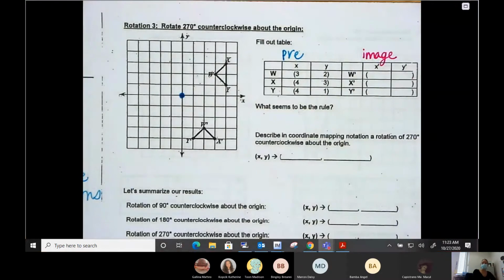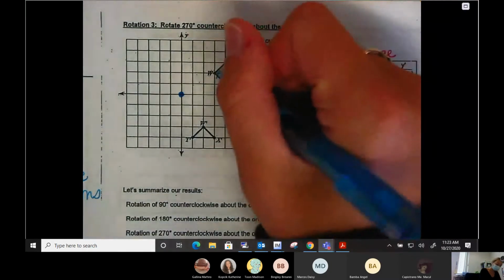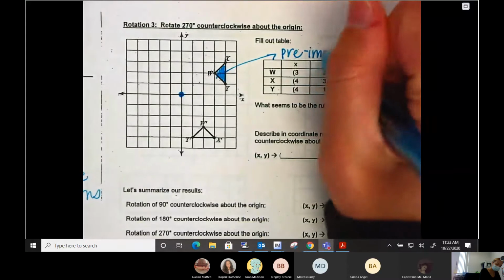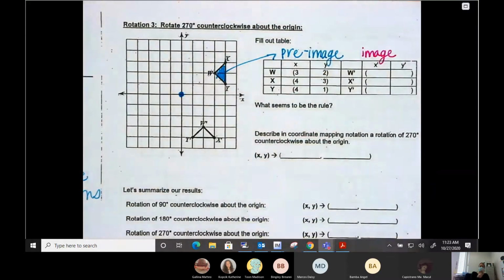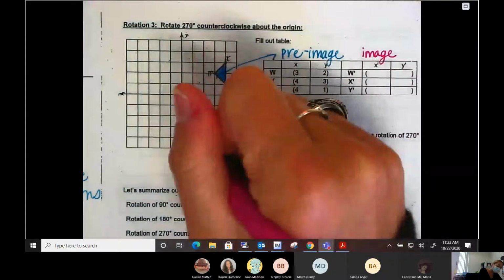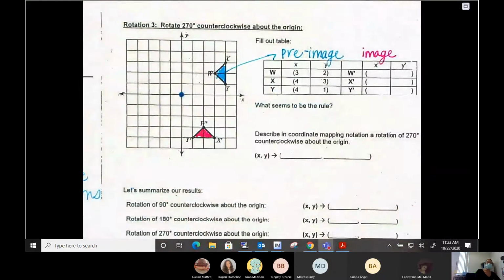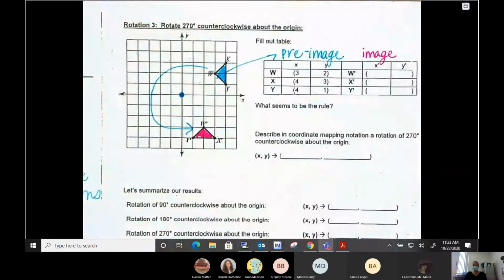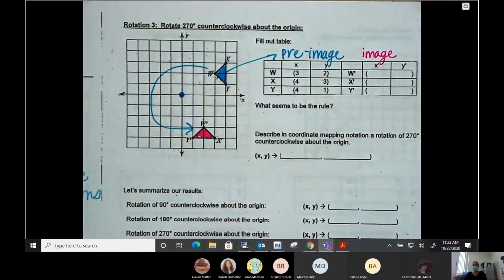Which one of those is your pre-image? The top one or the bottom one? Oh, I heard both. Pre-image, your starting one, has no tick marks. Top one is your pre-image, which means bottom one is your image. That's the one you're changing to. So I'm going from this blue one all the way around to this pink one. It's almost a whole circle.